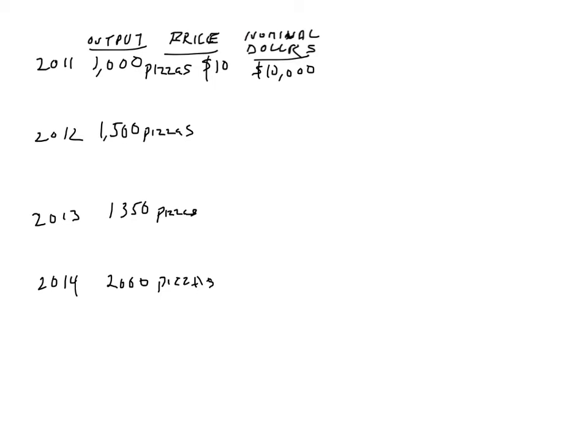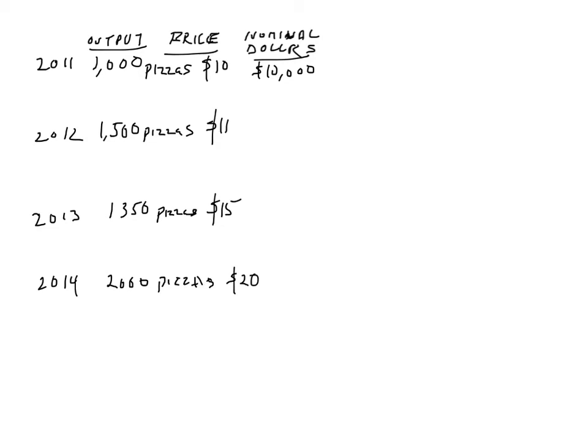Now let's say the price doesn't stay at $10. It's $10 in 2011, but there's some inflation. The price of pizzas goes up. And we'll say that in 2012, the price of pizzas is now $11. And in 2013, it goes up again, we'll say $15. Inflation. 2014, pizzas are now $20. More inflation. Inflation every year.